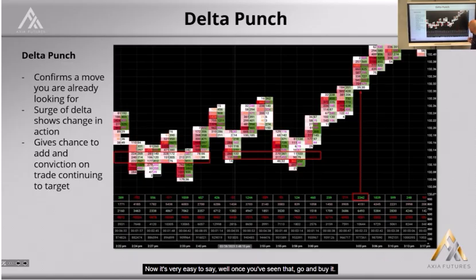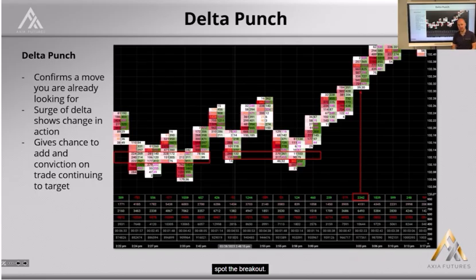Now, it's very easy to say, well, once you've seen that, go and buy it. The problem that you have, of course, is that to get the break, to get that pace, you need buyers to be more aggressive. So the delta punch is almost explaining to you what you just saw. Great example of being able to spot the aggressive action, to spot the breakout.